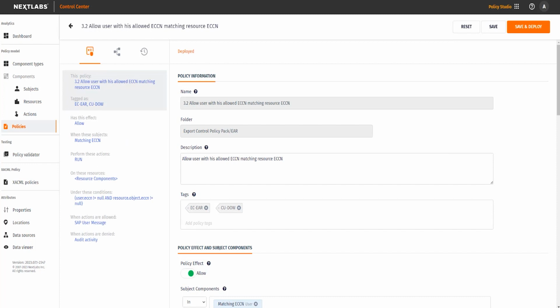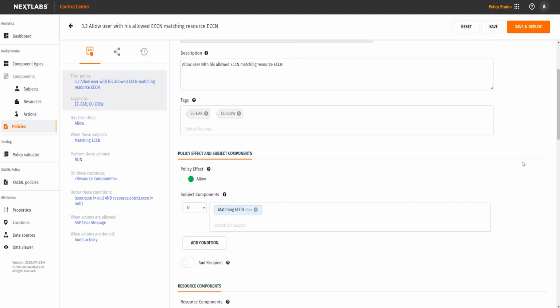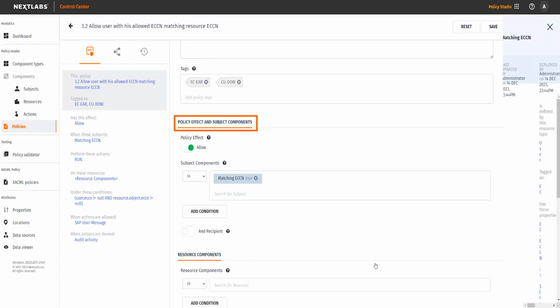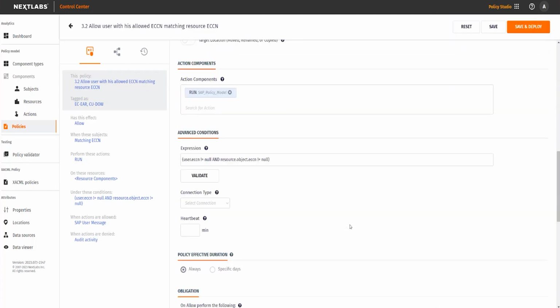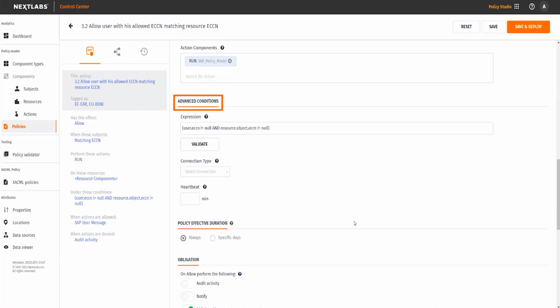For this policy, we have subject component matching ECCN. In this subject component's condition, we'll have the user's ECCN equal to the resource ECCN. I have also put additional ACPL expressions in my advanced condition. What this condition will do is make sure this user has an ECCN and the resource also has an ECCN. Both of their values cannot be null.